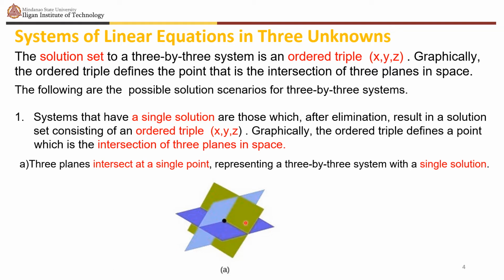We have here the point of intersection, wherein this is the first plane. The second plane would be the plane which is colored violet, and the other plane is the plane colored green. Notice that they meet here at this point of intersection.